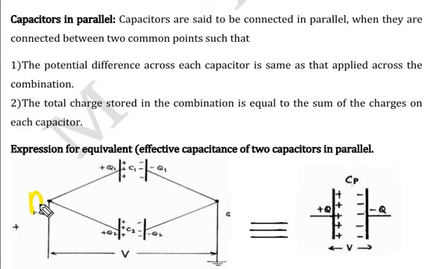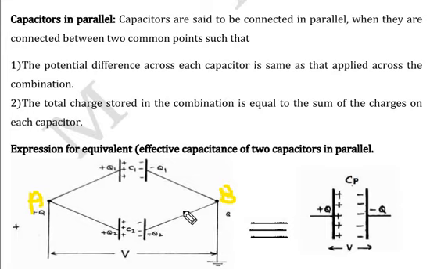See, if I call this point A and this point B, you can observe the endpoints of C1 are at A and B and the endpoints of C2 are also at A and B. So the devices are said to be connected in parallel if they are connected between two common points. You may have any number of such capacitors. If all the available capacitors are connected between two common points, then such a combination is said to be a parallel combination.